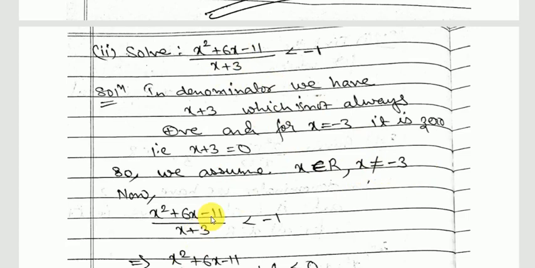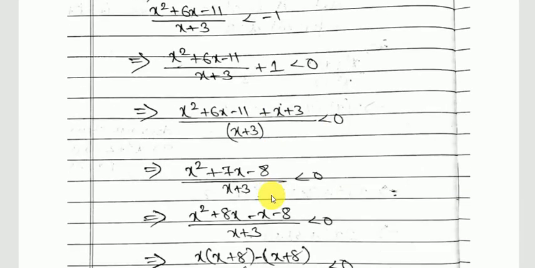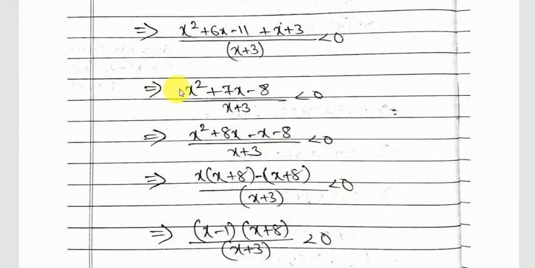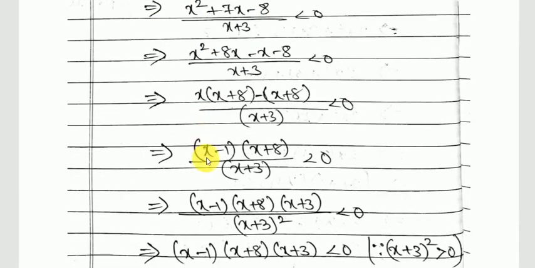Now we copy that question. Now from the right hand side, this -1 will be taken to the left hand side. So you get (x square plus 6x minus 11) upon (x plus 3) plus 1. Now take the LCM and simplify it. So you get (x square plus 7x minus 8) upon (x plus 3) less than 0. In the numerator you have got a quadratic expression. Do the factorization, and you can write this as (x minus 1)(x plus 8) upon (x plus 3) less than 0.